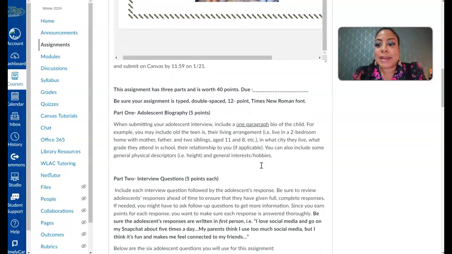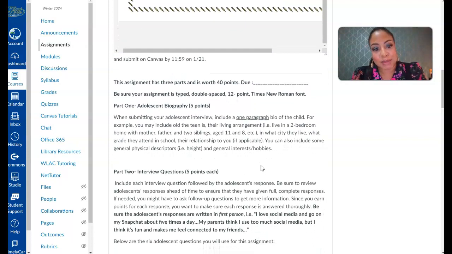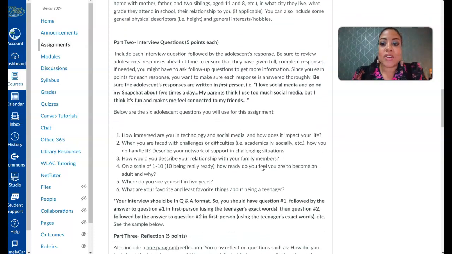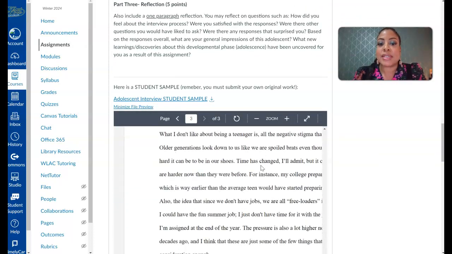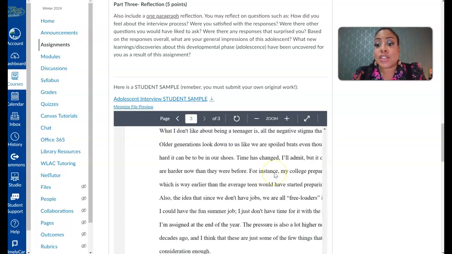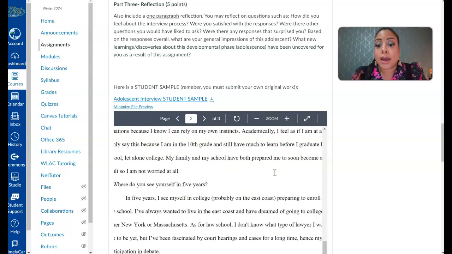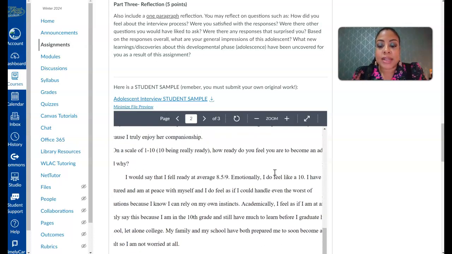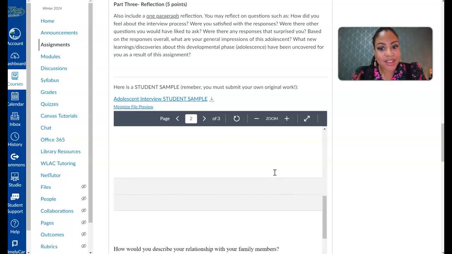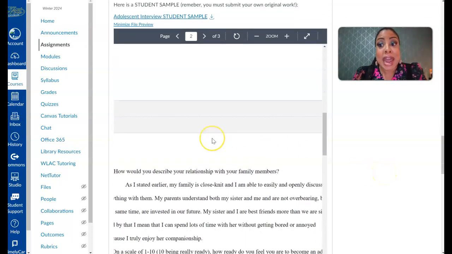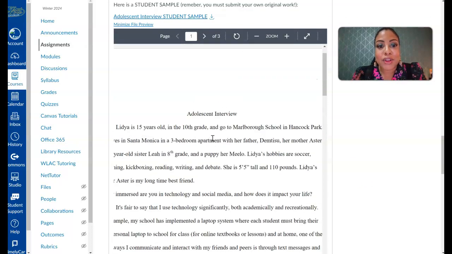Make sure that it's typed, double-spaced, 12-point Times New Roman font. Here are the instructions again. And here is a student sample. Obviously, this is just for giving you guidelines to give you an idea of what the expectations are. Make sure you do your own work. Okay, I shouldn't see anyone interviewing someone named Lydia.